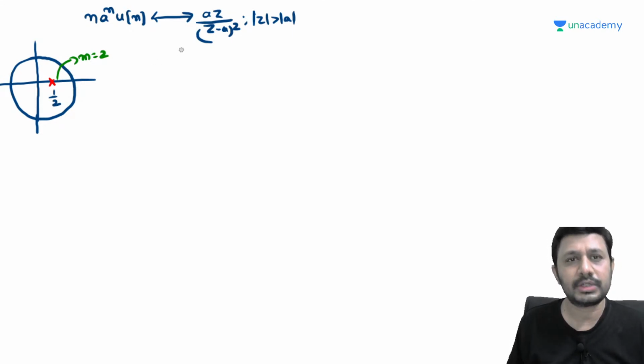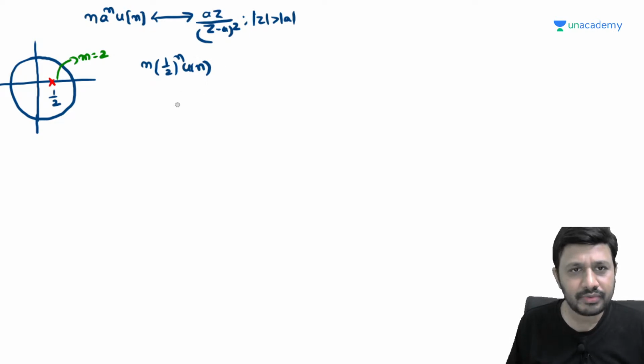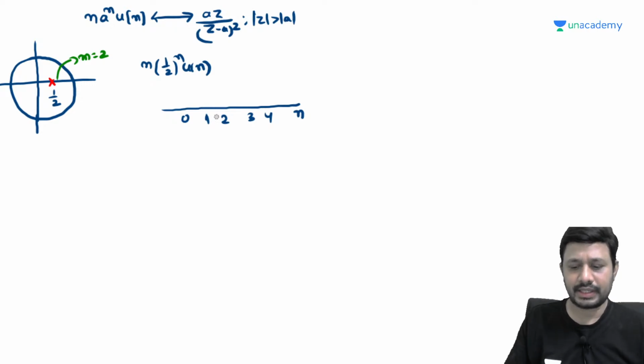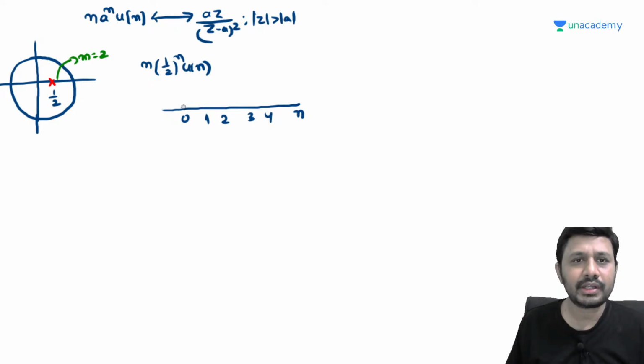Order 2 means two poles are there. So the corresponding signal would be n times 1 by 2 whole power n u of n. Try to draw n times 1 by 2 whole power n u of n. Sir, how to draw? I don't know, sir. Give different values of n, you will get the shape of the signal. We are not doing any rocket science. Give different values of n. What happens if I substitute n is equal to 0? 0.